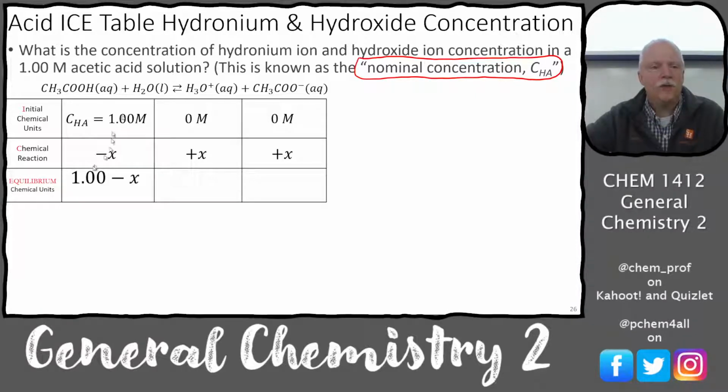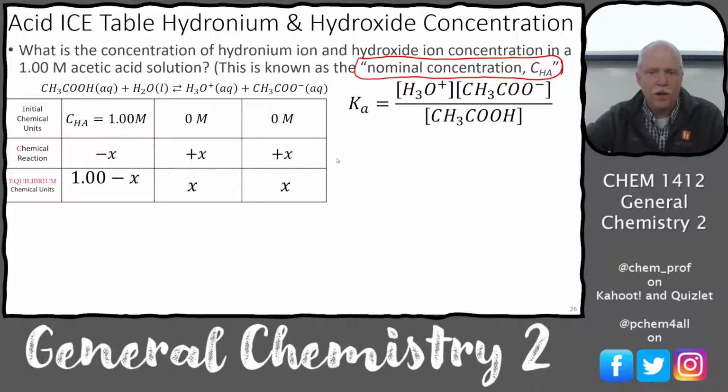Okay, so naturally we have 1 molar minus X, plus X, plus X. We have Ka. So we write this out: the hydronium ion concentration, the acetate ion over the parent acid, and water is nowhere to be found in that one. We can combine these with the X's. So we have X squared over 1 minus X. We're headed straight for that quadratic formula.